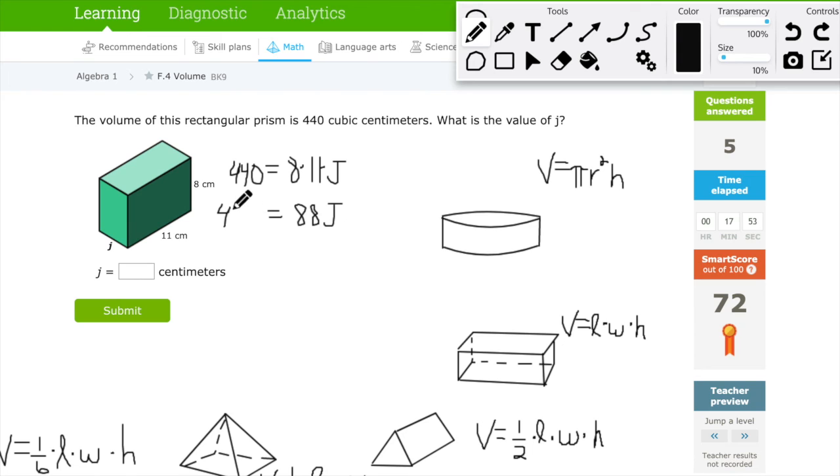Oh, that's a rough 4. Let's try that again. Eventually we'll get the touchscreen going. That's better. You can at least tell it's a 4.